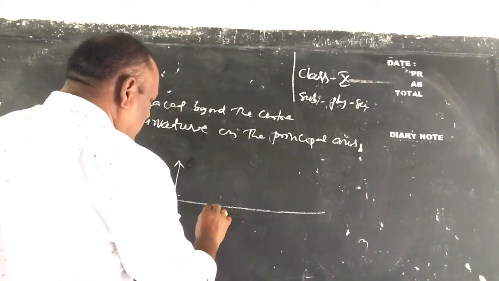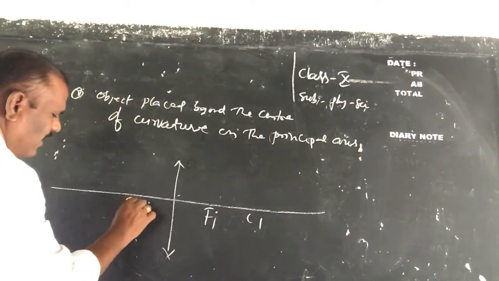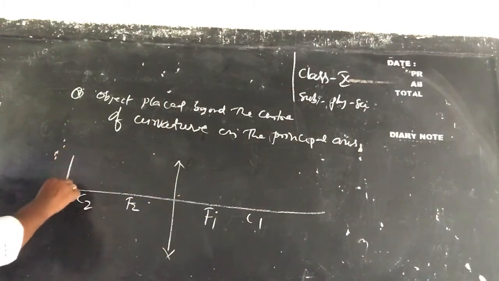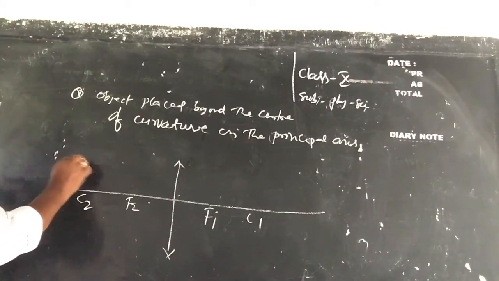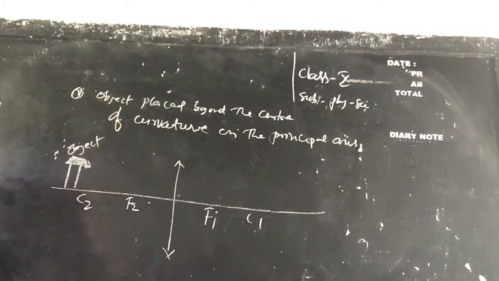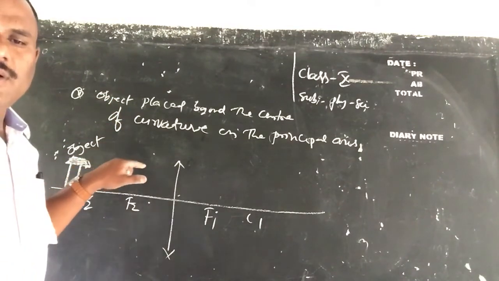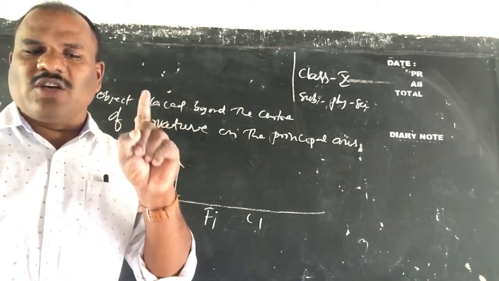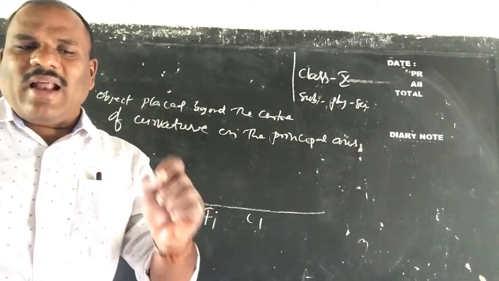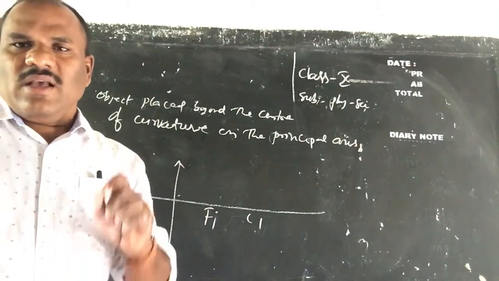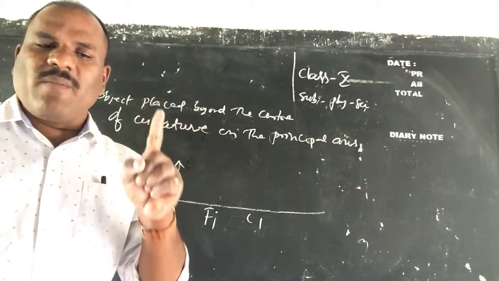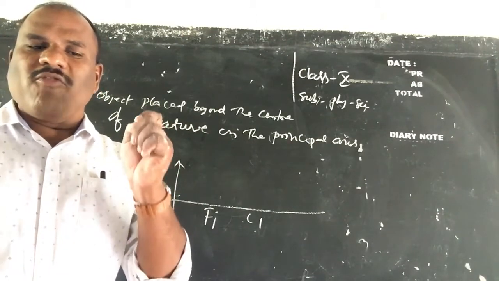And of course here you know very well F1, C1 and F2, C2. Now children, here the object is kept. This is the object. When the object is kept behind the center of curvature C2, a real, inverted and diminished image is formed between F1 and C1.